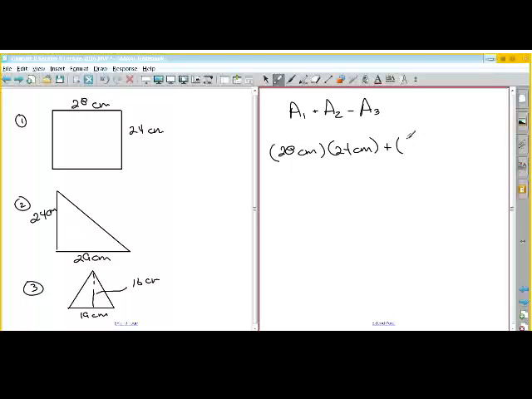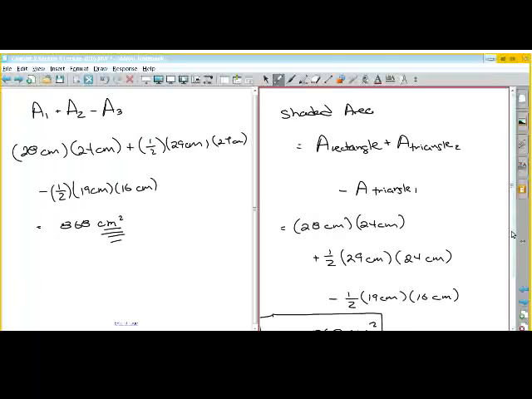I add on this larger triangle, so that's 1/2 the base times the height. The base is 29, the height is 24, and then I subtract the smaller triangle, which is 1/2 the base, which is 19, times the height, which is 16. If you plug all those numbers into your calculator, 28 times 24 plus 0.5 times 29 times 24 minus 0.5 times 19 times 16, I get the same number I got last time, which was 868 centimeters squared. Make sure you get the units right. Is that what I got last time? Yep.